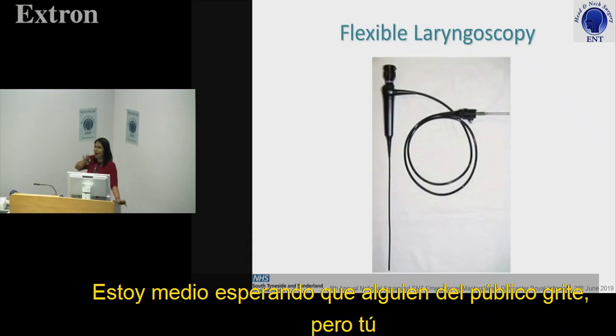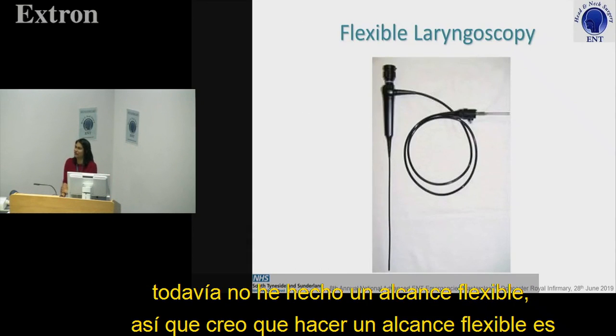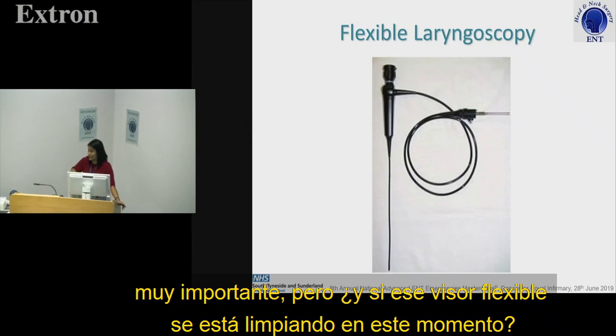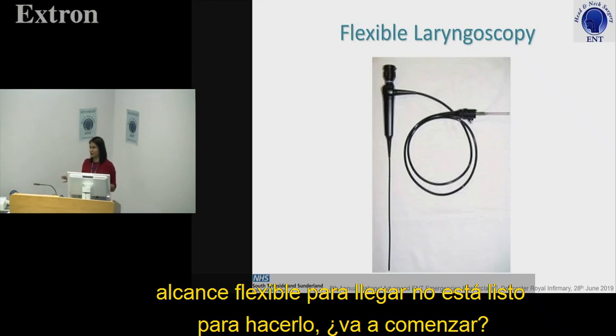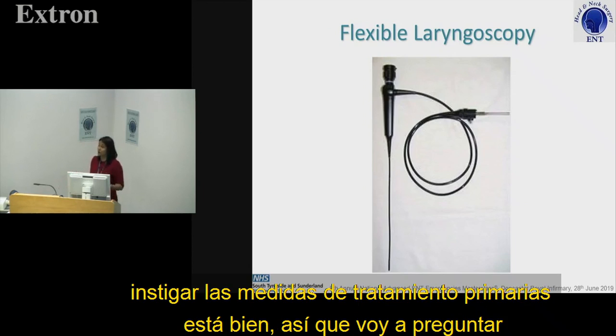So I'm sort of half expecting somebody in the audience to shout out, but you haven't done a flexi-scope yet, okay? So I think that doing a flexi-scope is very important, but what if that flexi-scope is being cleaned at the moment, it's being used by somebody else? Would you just sit back and wait for your flexi-scope to arrive? You're not going to do that, are you? You're going to start instigating the primary treatment measures, okay?